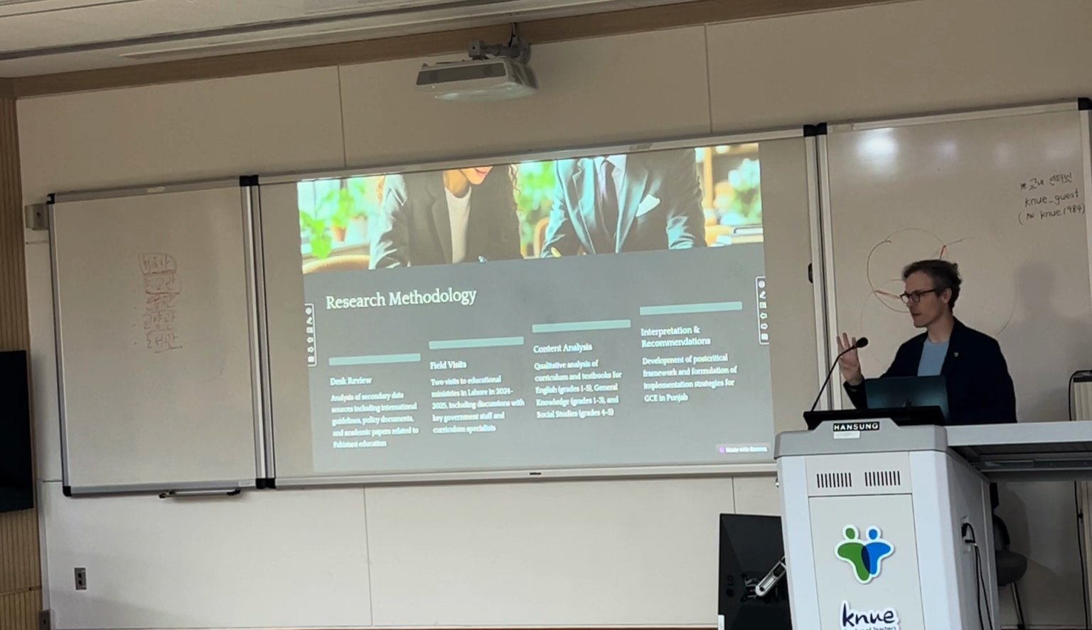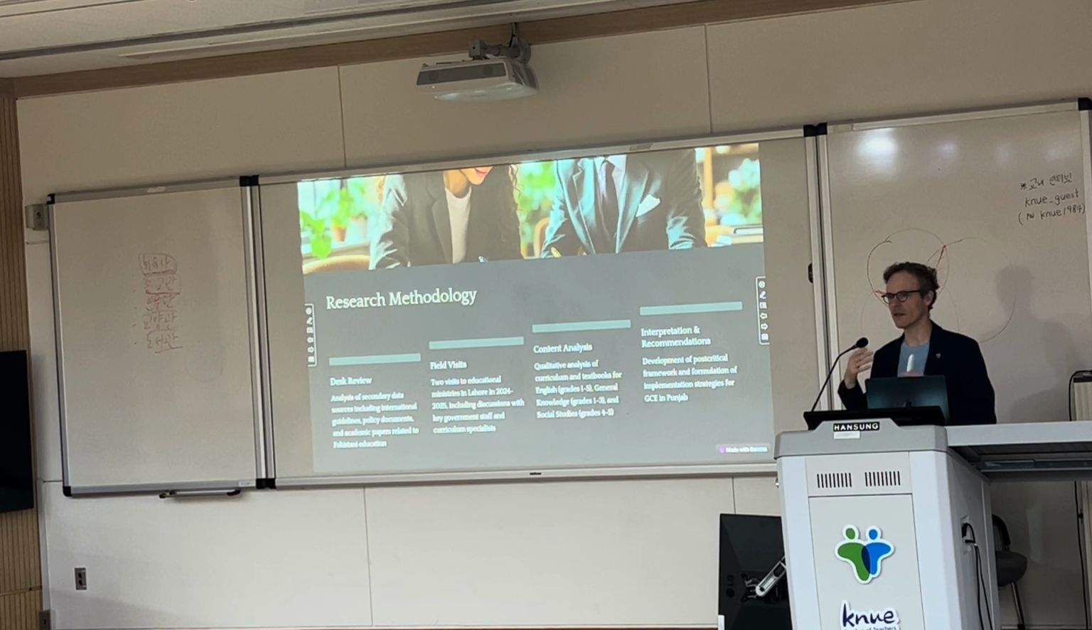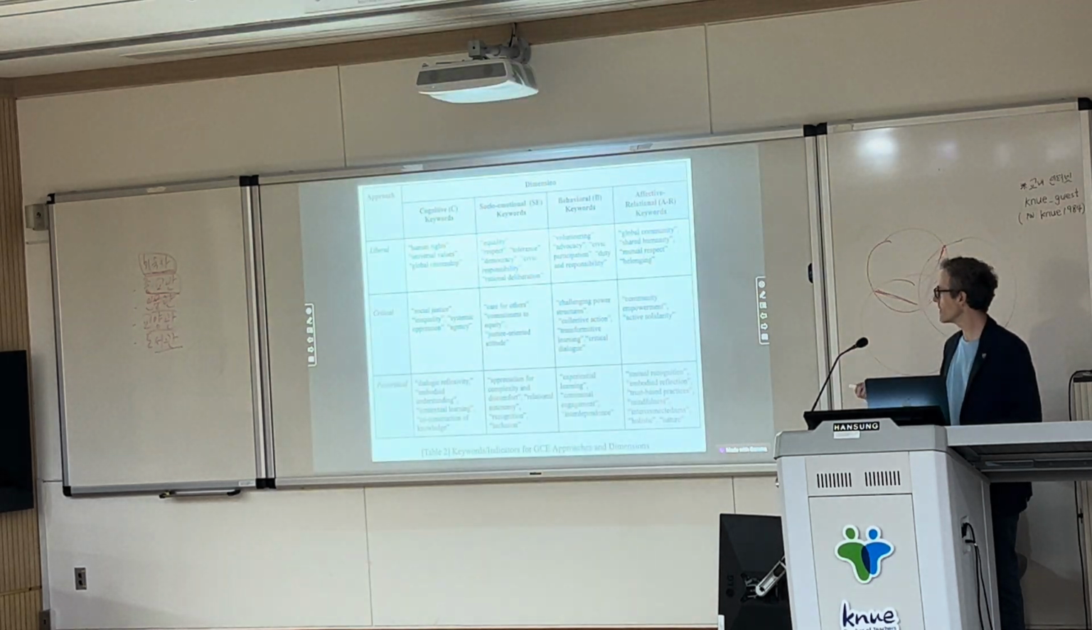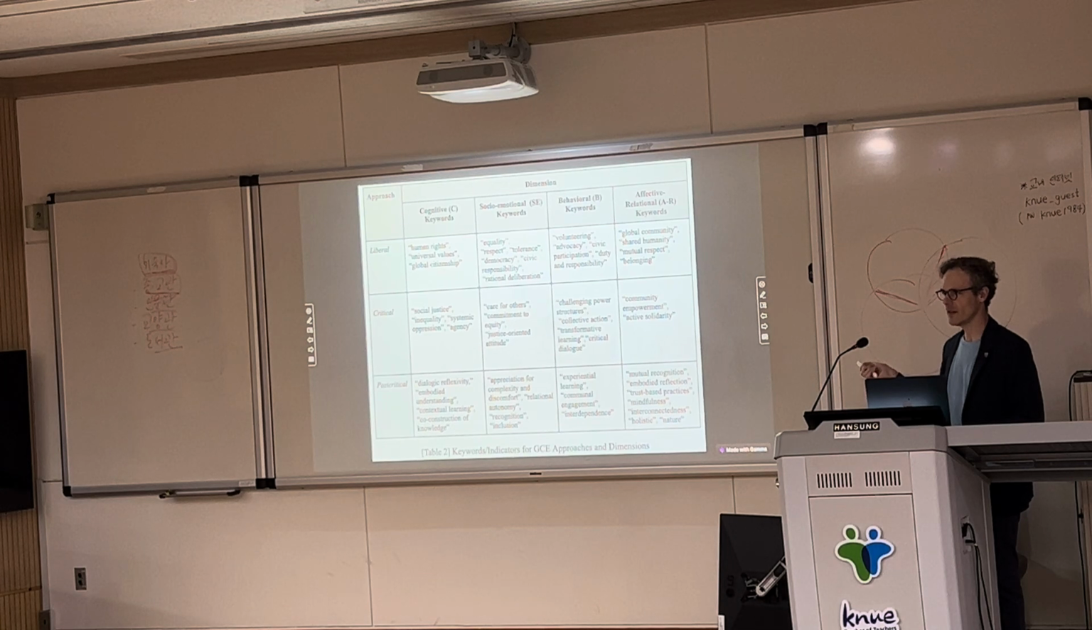We looked at 3 subjects. The first subject was English from grade 1 to grade 5. So we looked at the entire curriculum in the syllabi. We looked at general knowledge. General knowledge is from grade 1 to 3, and that means a combination of science with social studies. And then we looked at social studies specifically from grade 4 to 5. So we looked at these 3 different areas of their textbooks. And we looked for all of this, the cognitive, the socio-emotional, the behavioral, the affective relational, and the different approaches.